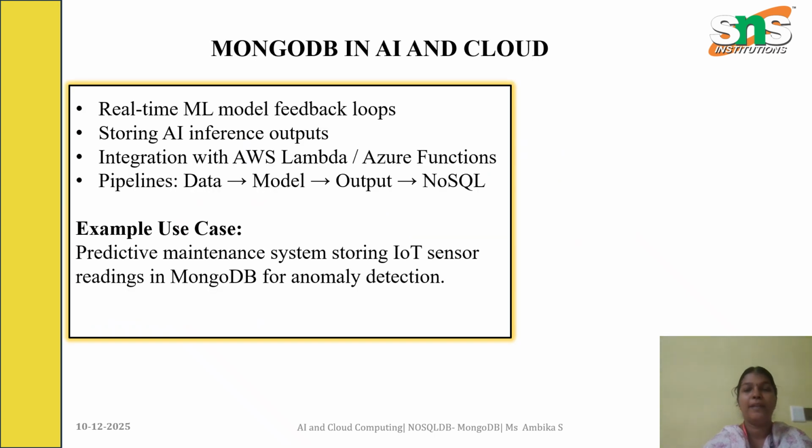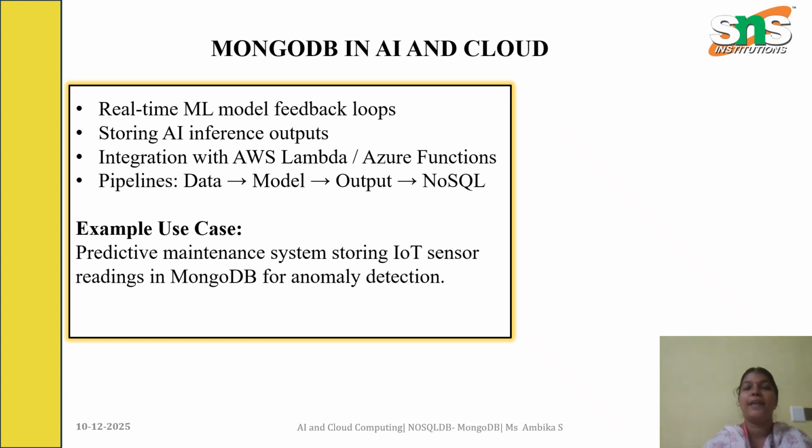Next, MongoDB in AI and cloud. Real-time ML model feedback loops: this is a dynamic closed system where the model performance is continuously monitored, and based on the output, if any retraining is needed, it is done for further improvement.